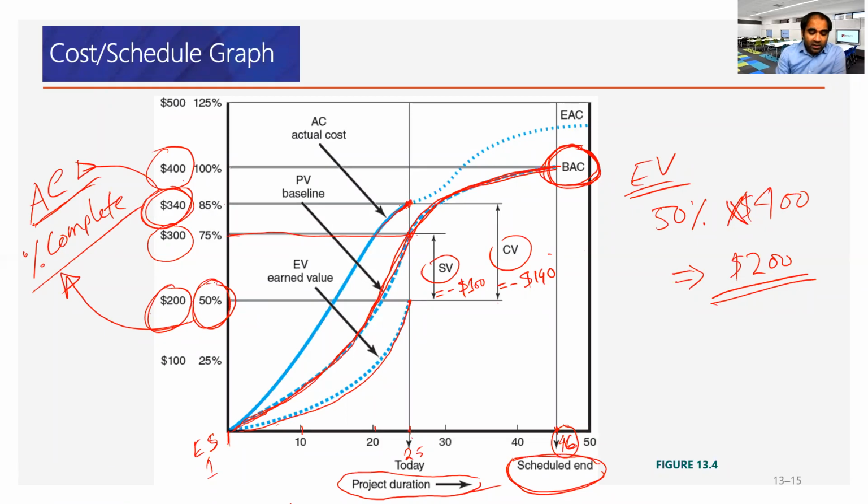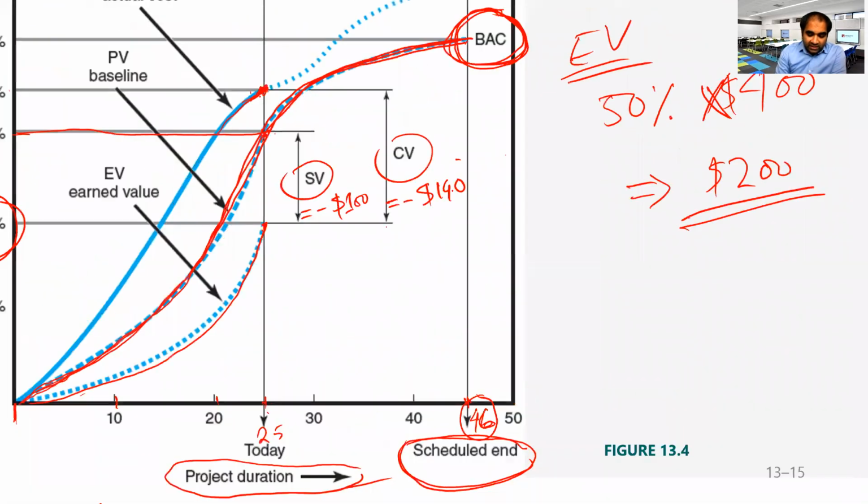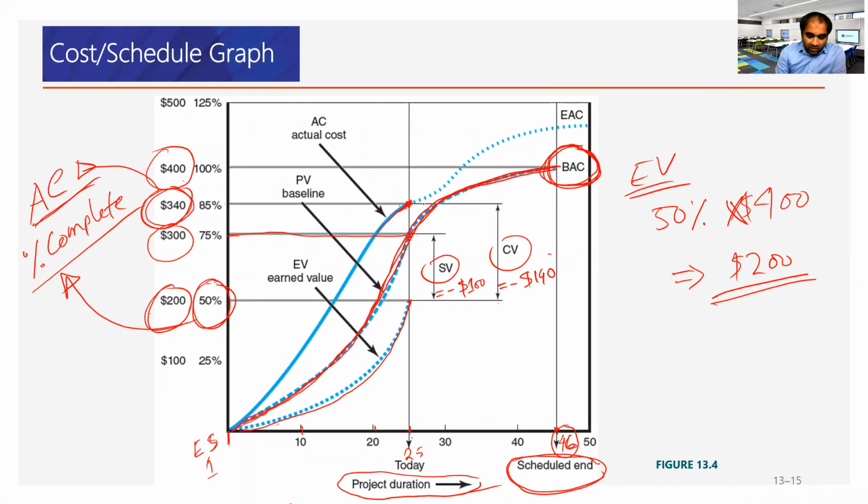There is no way that we can finish it with the remaining $60. We only have the remaining 60, 400 minus 340. With the remaining 60, the project cannot be completed. So we need to redefine the budget here.